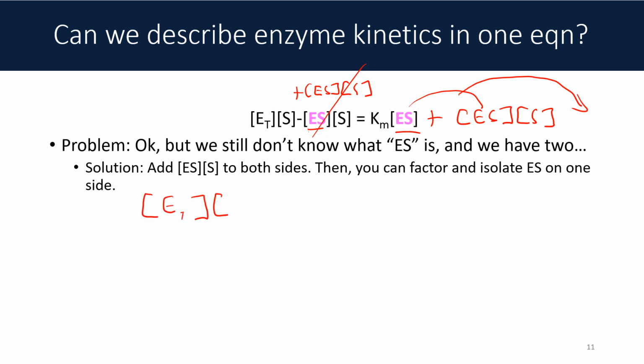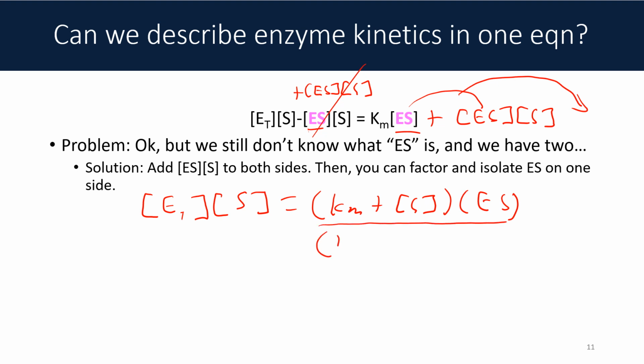ET times S equals Km plus S times ES. Since the ES term is the least defined, let's try to isolate it into one side of our equation. And we can achieve that by dividing both sides by this Km plus S term.